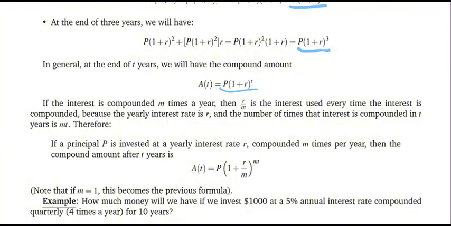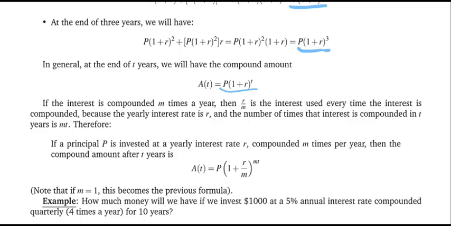Good. Now, if the interest is compounded M times a year, then R divided by M is the interest used every time. Let's say the bank tells you, I'm giving you 4% interest, and that interest is compounded 4 times a year. Then the bank isn't going to actually give you 4% 4 times a year for 4 times 4, 16. No, that's not going to happen. What the bank is going to do is take the yearly rate 4% and divide it by 4. If you divide the 4% by 4, that means you use just 1% interest every compounding period.